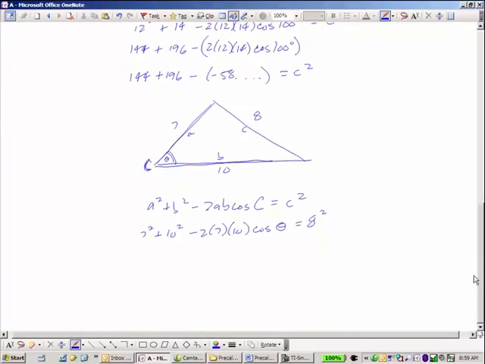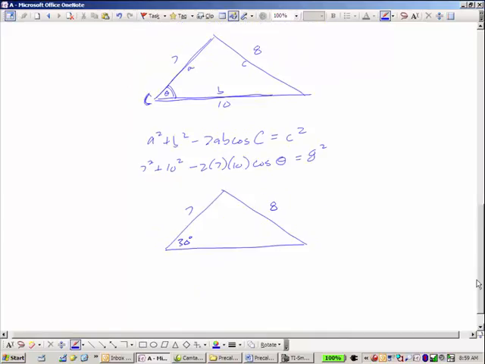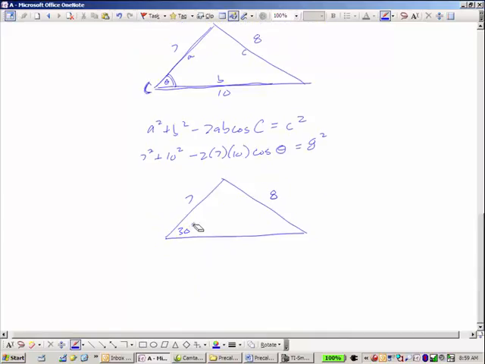Can I show you where it won't help you at all? Say yes. If you have 7, 8, and 30 degrees, actually 30 degrees is a bad number to pick. No, that's fine. It's a fine number to pick. The law of cosines won't help you, because no matter how you set it up, you're not going to have the sides and angles that you want.